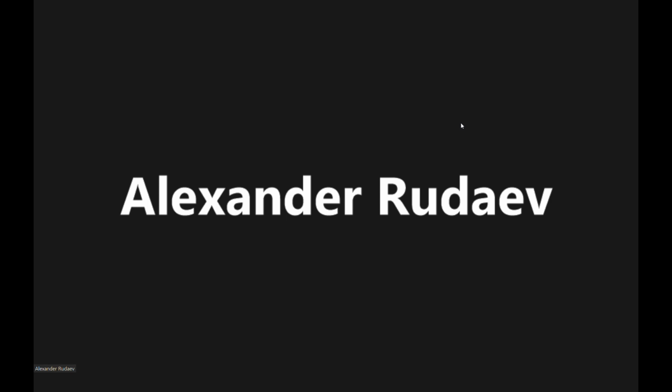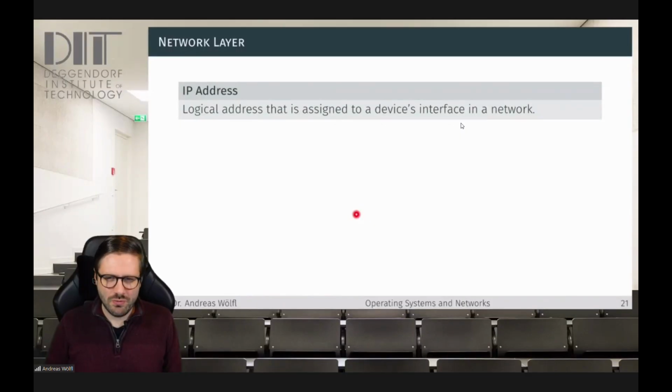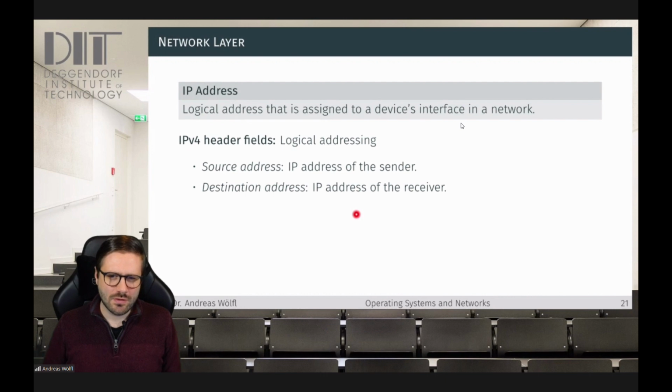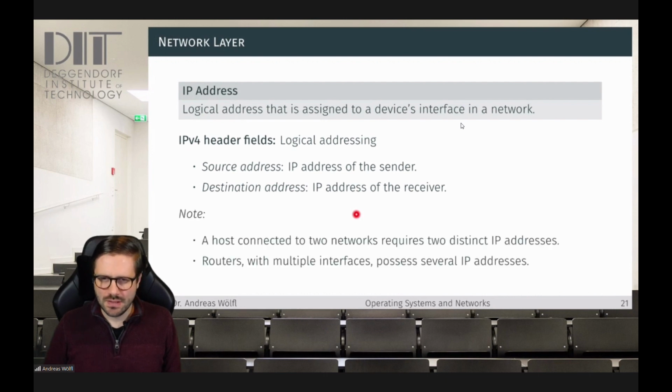Okay. Now let's talk about IP addresses. So far, we know an IP address is a 32-bit binary number. It's in the source and destination address fields. And an IP address is global in the network. So two hosts on the network are identified by two distinct IP addresses.